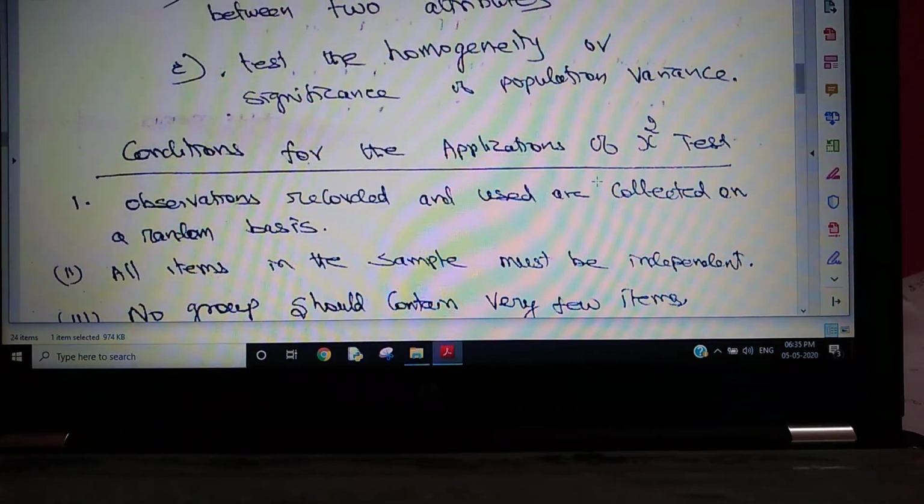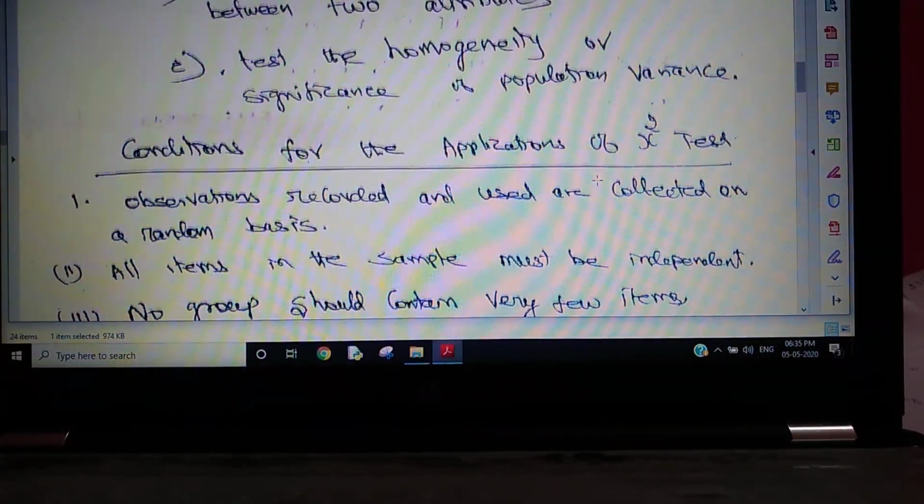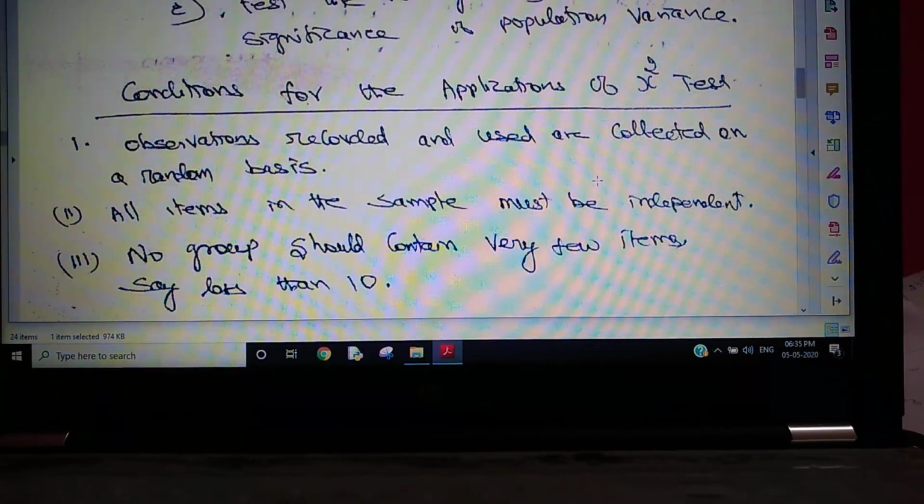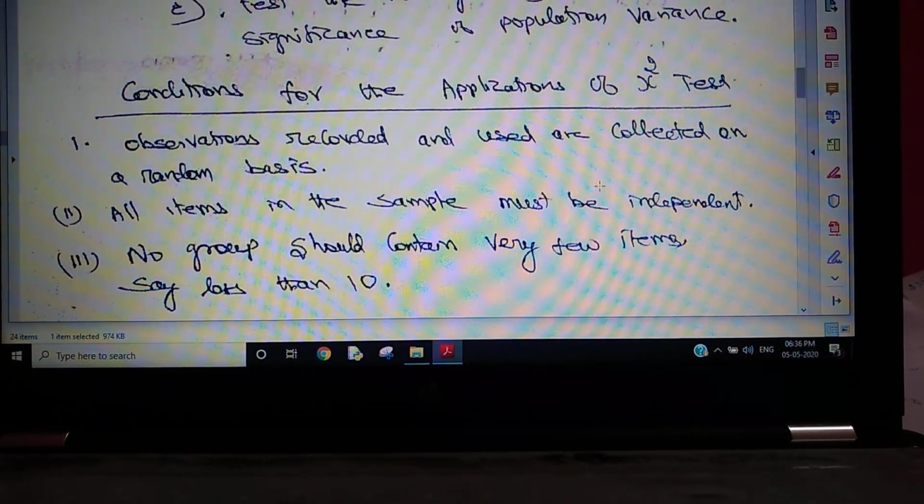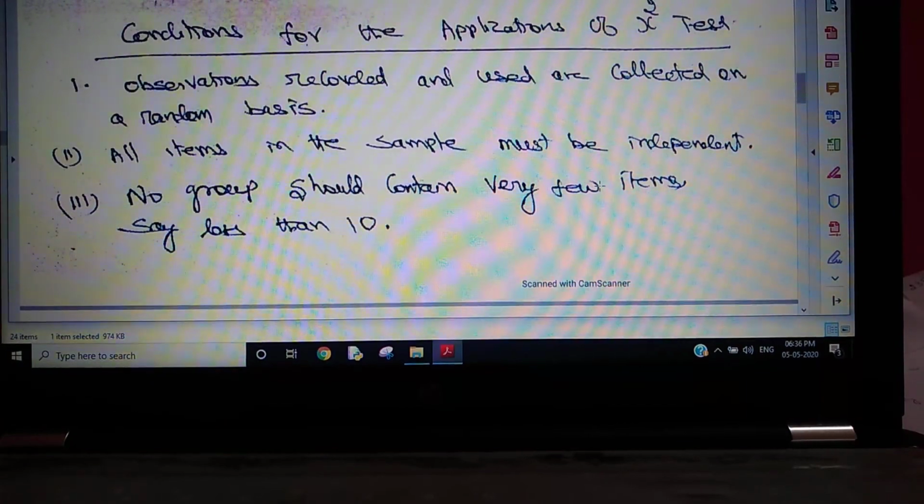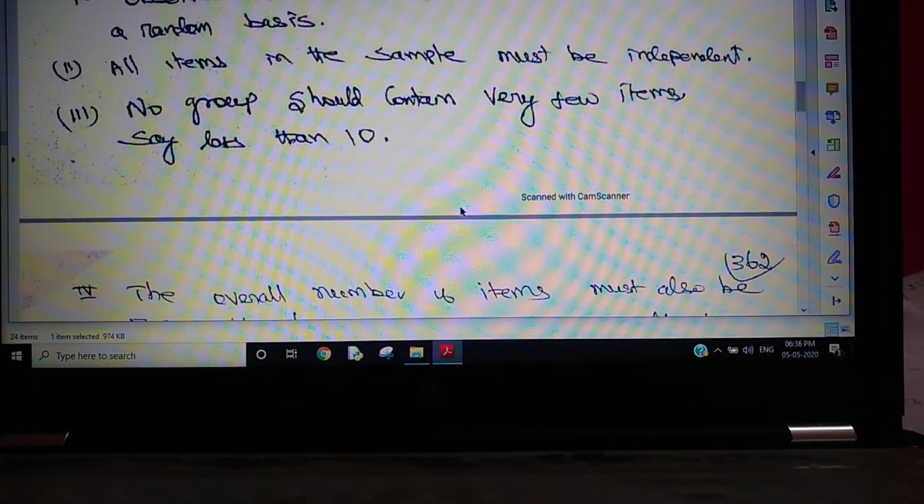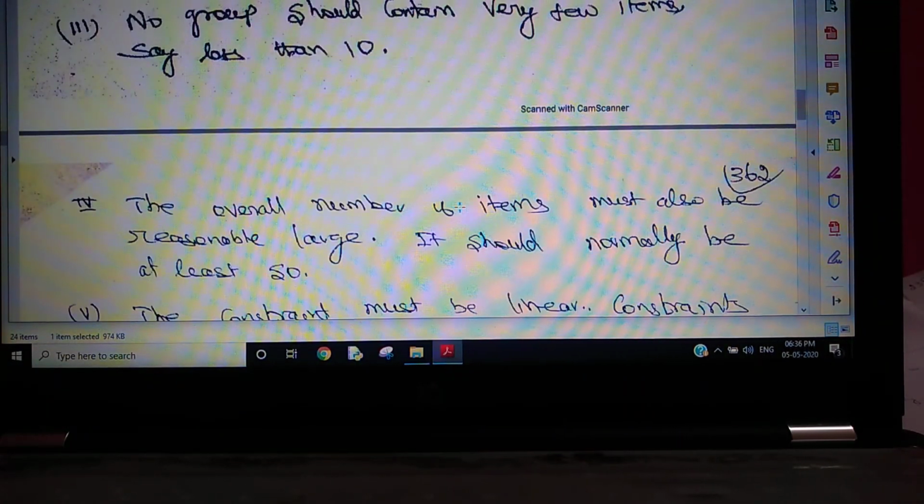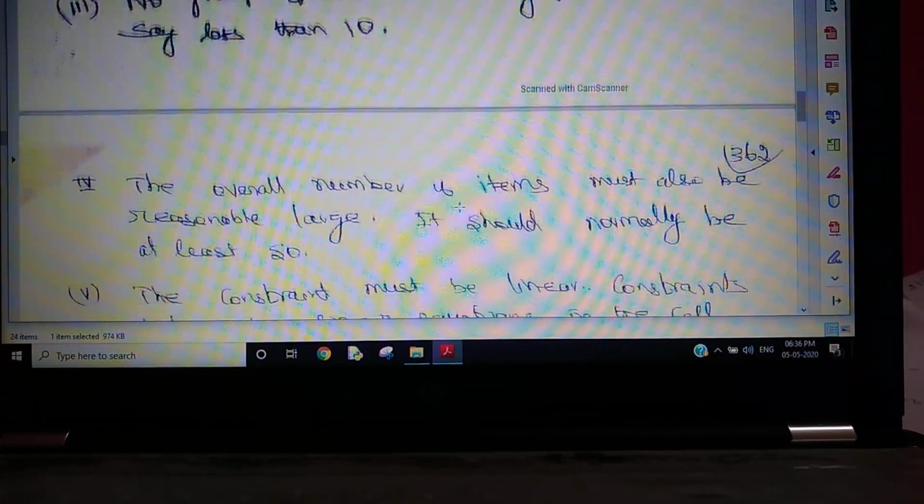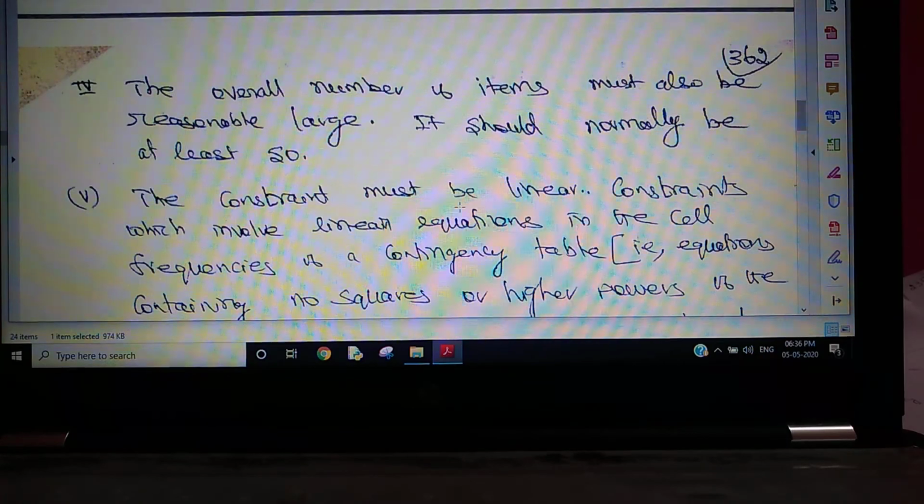Conditions for application of the chi-square test: observations must be recorded and collected on a random basis. All items in the sample must be independent. No group should contain very few items; it should not be less than 10. The overall number of items must also be reasonably large, normally at least 50.